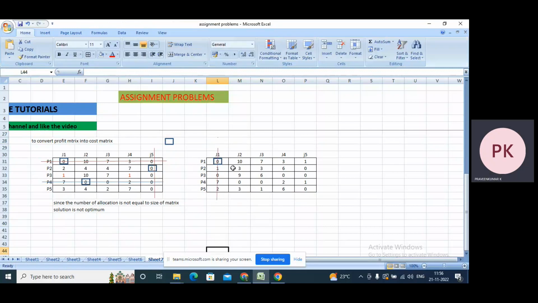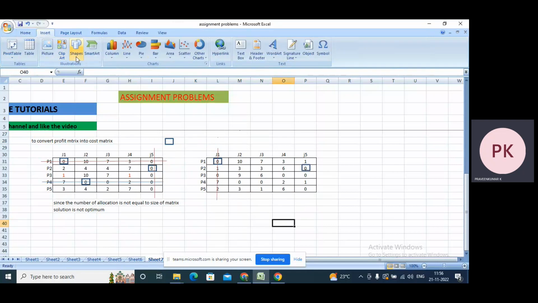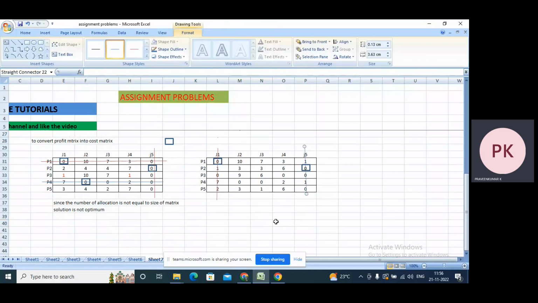Next, go to the next row. I have a single zero here. Allocate this single zero and I'll cancel the corresponding column. This is my corresponding column.